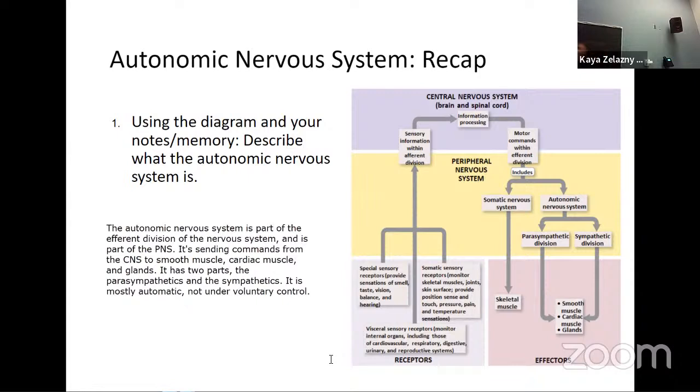The full answer might look something like this, right? So we're describing the pathway, right? We're saying it's coming out of the central nervous system, it's in the peripheral nervous system, so out in your body, has two parts, the sympathetics and the parasympathetics, going to smooth muscle, glands, cardiac muscle, and you mostly don't notice it. You may notice the effects, right? You might notice your heart rate go up, you might notice your chest tighten when you're stressed out, but you're not thinking about doing those things. They just happen to you under the control of this part of the nervous system. So that's what we're thinking about when we think autonomics.